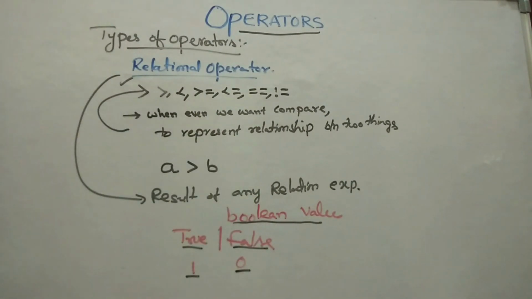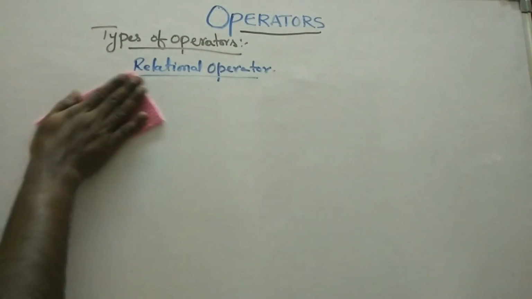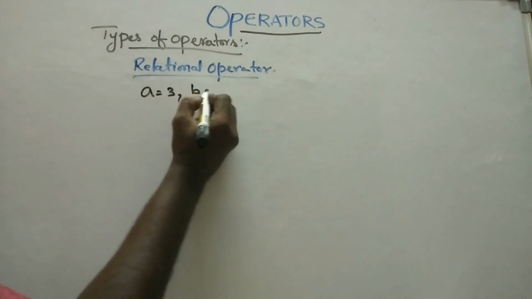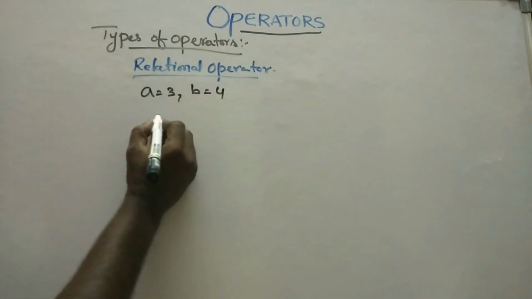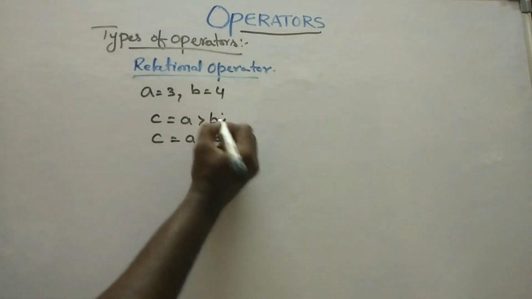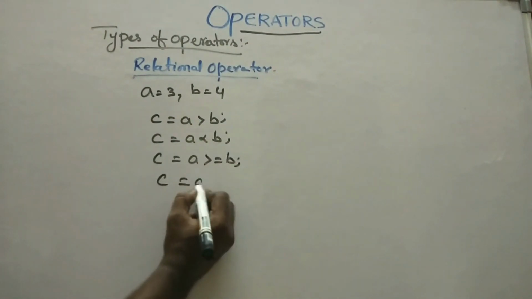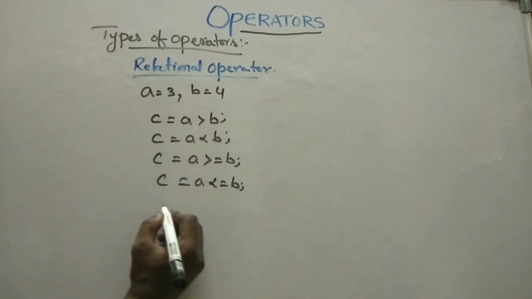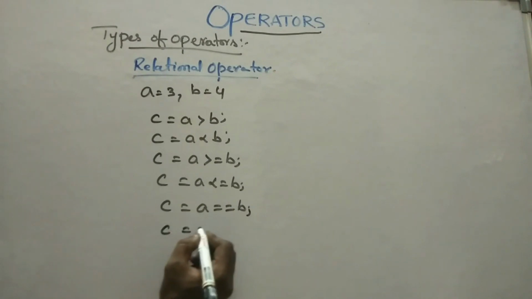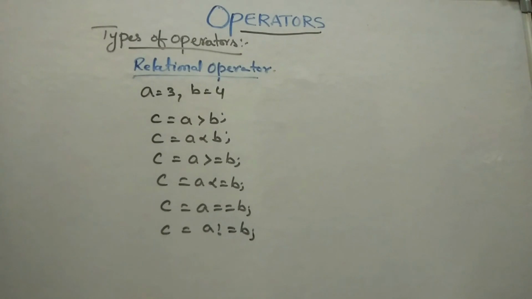Suppose I write one simple program to demonstrate the relational operators. Here I take A value as 3, and B value as 4. Now suppose C equal to A greater than B. C equal to A less than B. Right? C equal to A greater than or equal to B. C equal to A less than or equal to B. C equal to A equal to B. And C equal to A is not equal to B. Right?